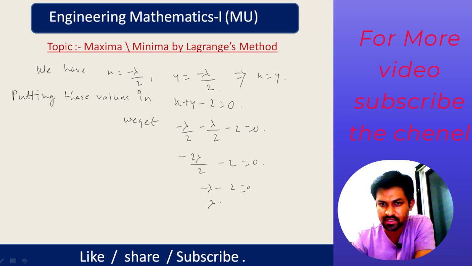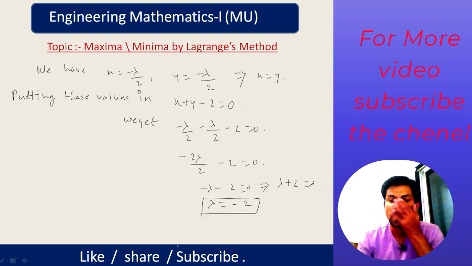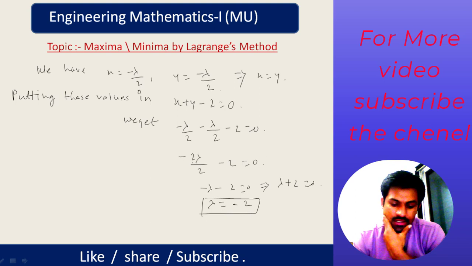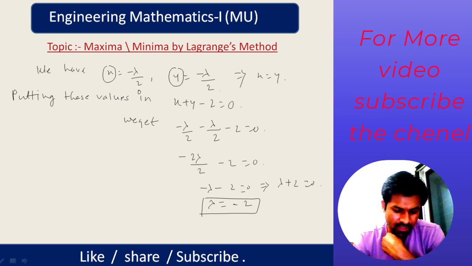Then simply we can say lambda equals to minus 2. Okay, so this can be written as lambda plus 2 equals to 0, and in this way lambda equals to minus 2. Okay, so once we get the value of this lambda, then we can define the value of x and y also.